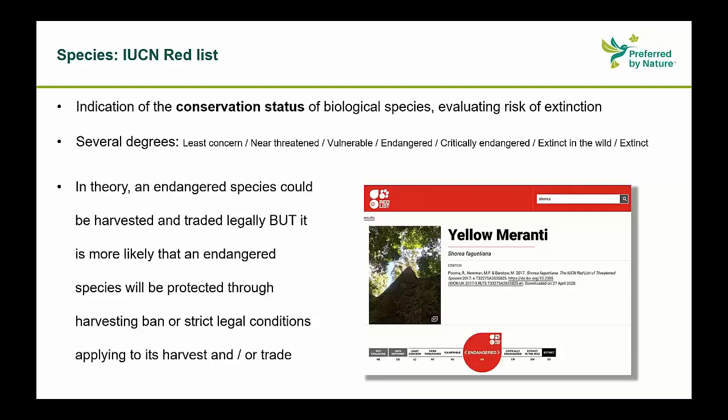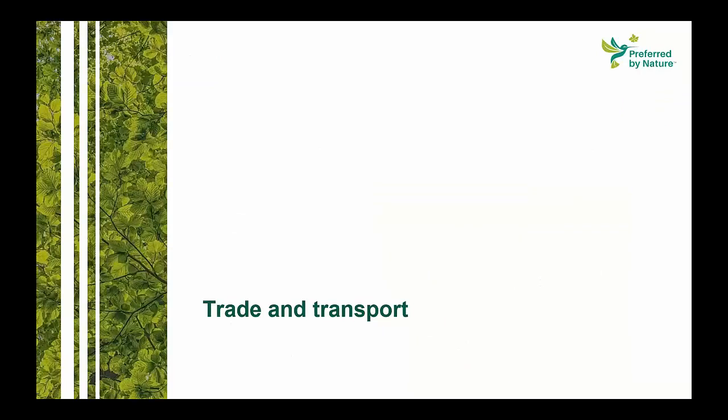Okay. I don't have a slide on CITES, but CITES, however, is a bit different. It's linked to the IUCN status, but it's not the exact same list, and it's more about the trade than the harvest. Okay. So keep those things in mind when assessing the risk of illegality on species.